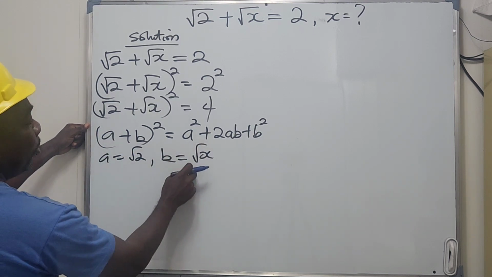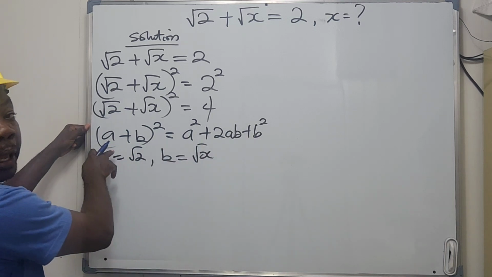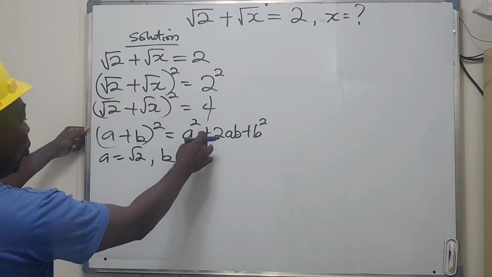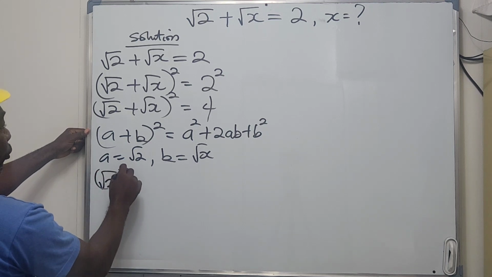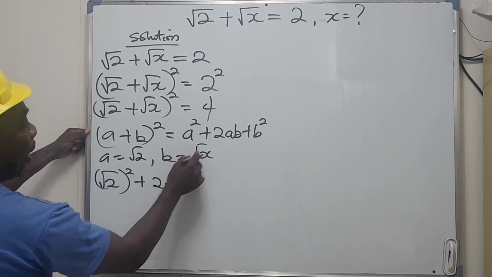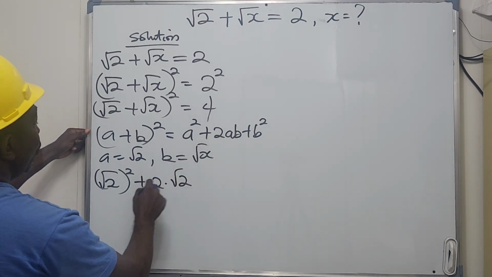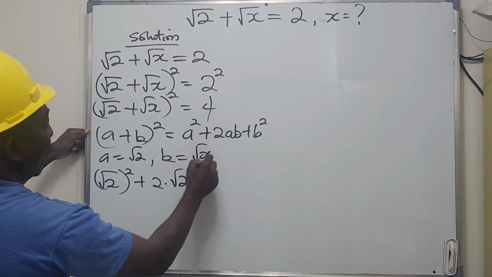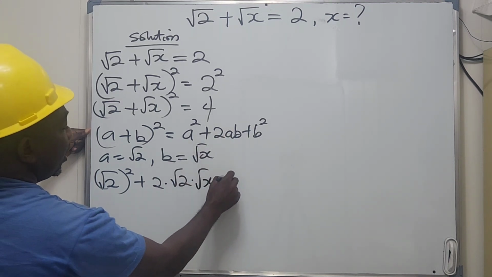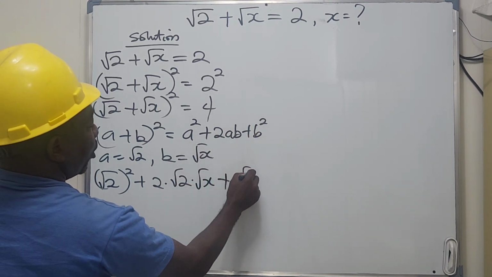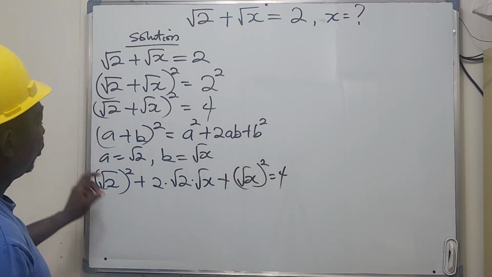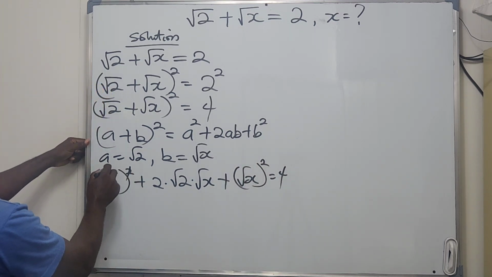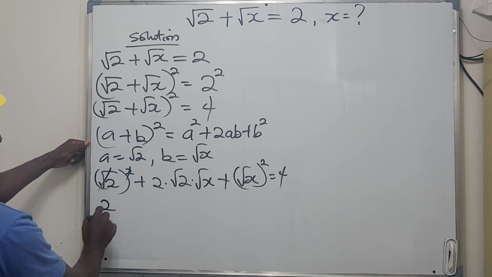So substituting these parameters into the solution of a plus b to the power of 2, this will give us root 2 to the power of 2 plus 2 times our a, which is root 2, then times our b, which is root x, then root x to the power of 2 equals 4. So here the 2 and the root cancel, and this will remain 2.